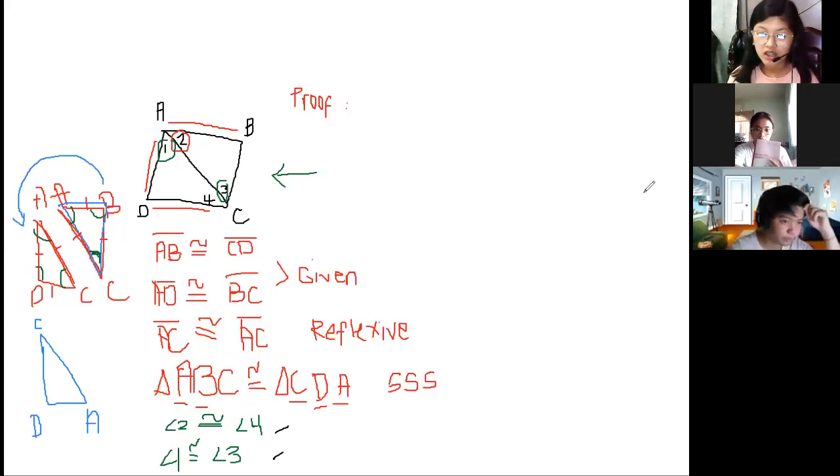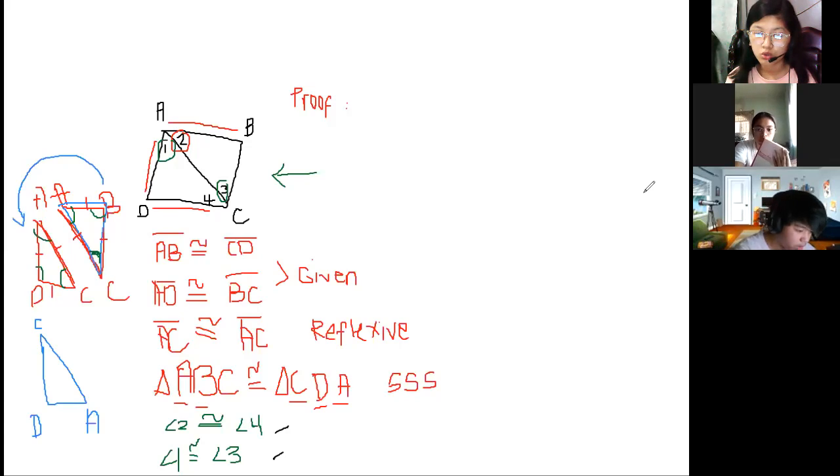Ano naman ang theorem na nag-justify dito? 3 po. Very good. Kasi diagonals of a quadrilateral bisect each other. And then last one, we have PQ is congruent to SR, and then PS is congruent to QR. Ito naman yung opposite sides are congruent.